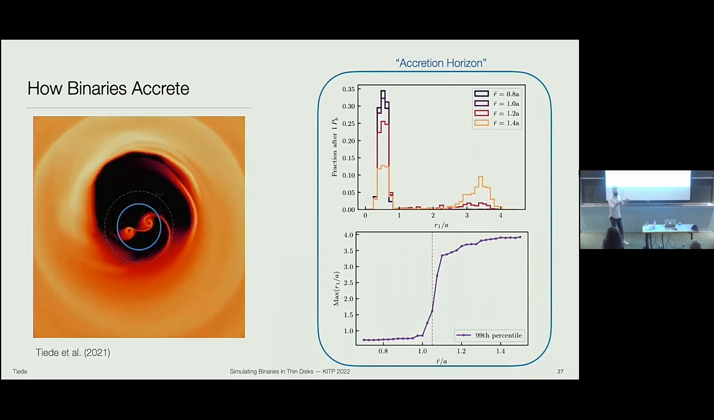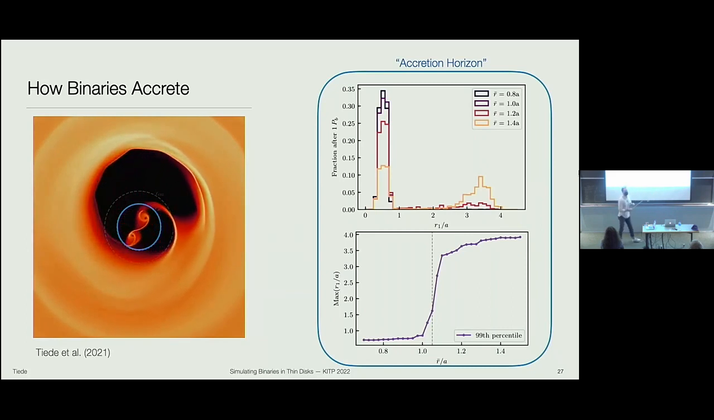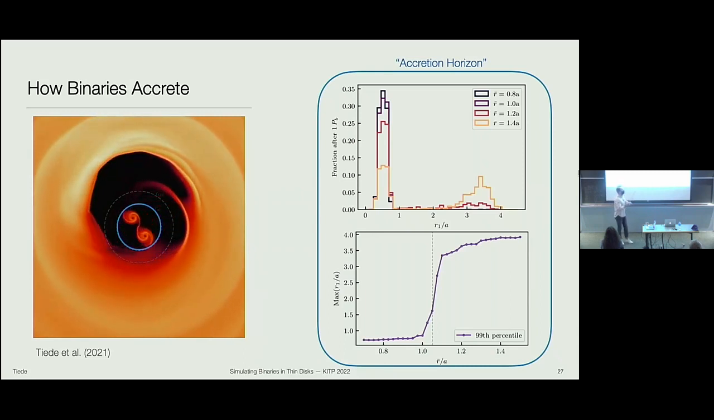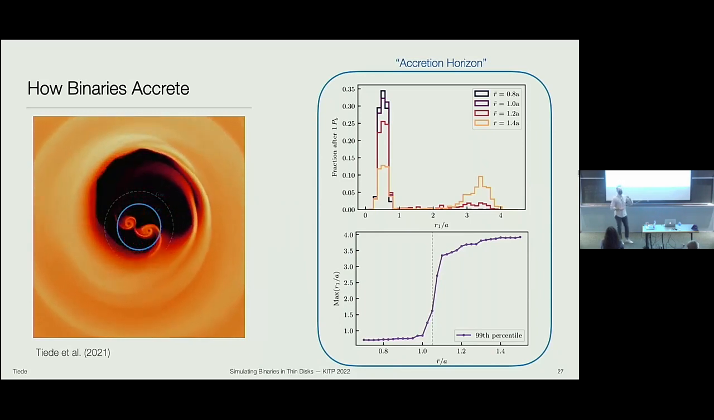And as you shrink that radius down, eventually you find a radius where all material that crosses it, none of it escapes back out. And for us, that happened to be at about 1.05 binary separations, shown here, where all material that crosses it empirically never escapes back out to the cavity wall in the circumbinary disk, and is destined to be joined to a mini disk and eventually accreted by the inner binary.